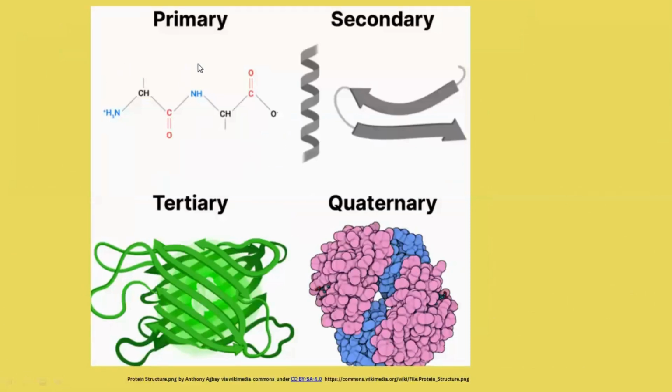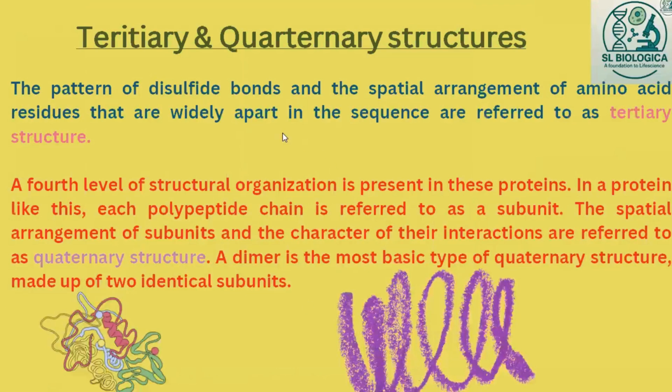So this is the primary structure of a protein and the secondary structure. Then there come tertiary and quaternary. Tertiary is a more advanced or more complicated form of secondary structure. Then there comes quaternary, again a complicated form of tertiary structure. Tertiary is like the 3D structure form of protein. The pattern of disulfide bonds and the spatial arrangement of amino acid residues that are widely apart in the sequence are referred to as tertiary structure. Basically, the spatial arrangement or 3D structure of protein is called tertiary structure.